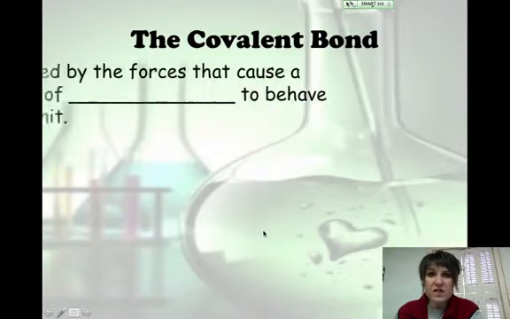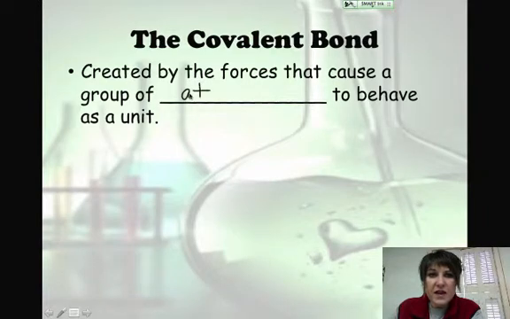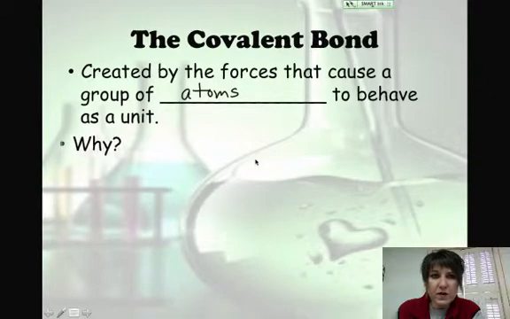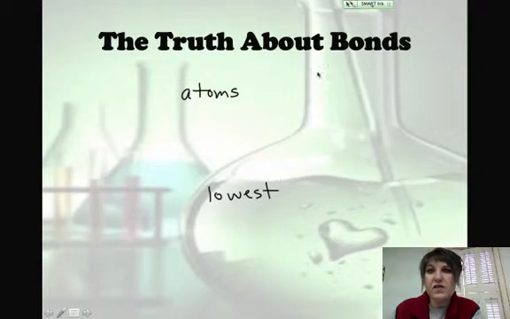First of all, let's just discuss the covalent bond for a moment. A covalent bond is created by the forces that cause a group of atoms to behave as a unit. So they stick together for some reason, and we want to know, why would they do that? Well, the simplest answer is simply that atoms tend to achieve the lowest possible energy state, and by joining forces, by staying together, they can exist at a lower energy state than any of the atoms would be entirely on their own.